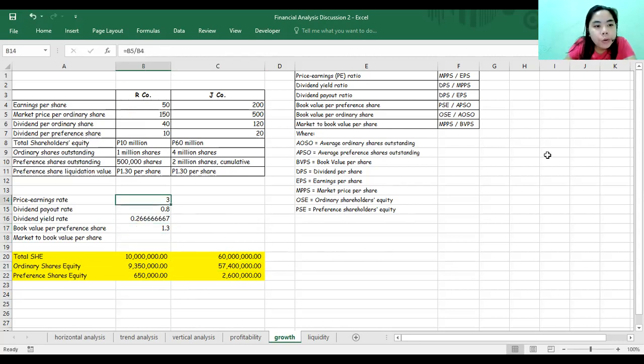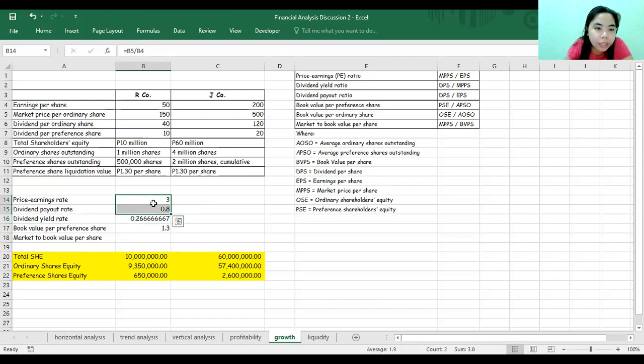Okay, so we have the price earning rate, dividend payout rate, dividend yield rate, book value per preference share, and market to book value. Price earning rate is the price and the earnings. When we speak of price, it's market price, and earnings is the earnings per share. So to get the price earning rate, that would be the market price per share divided by the earnings per share. So it's 3.